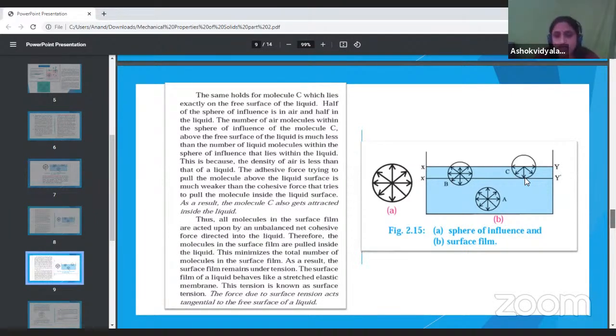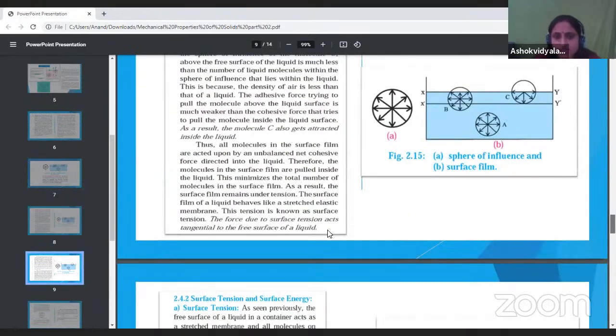And thus all the molecules in the surface film are attracted by an unbalanced net cohesive force directed into the liquid. And therefore the molecules in the surface film are pulled inside the liquid, and this minimizes the total number of molecules in the surface film. As a result the surface film remains under tension. त्यामुळे हा surface film, हे जो XY film आहे तो remains under tension, and therefore the surface of the film of liquid behaves like a stretched elastic membrane, and this tension is known as the surface tension.